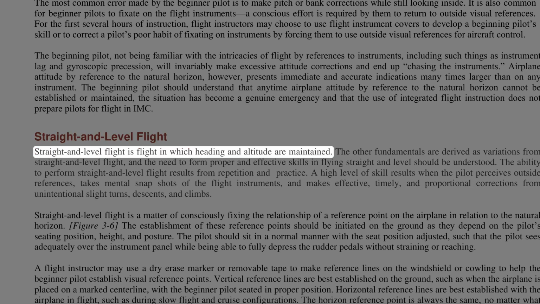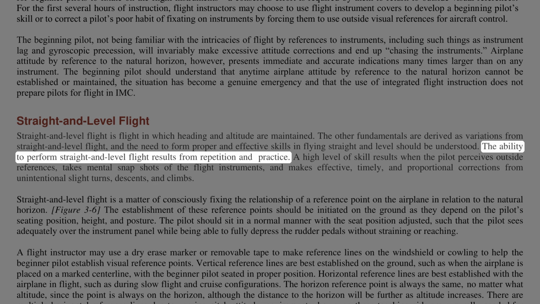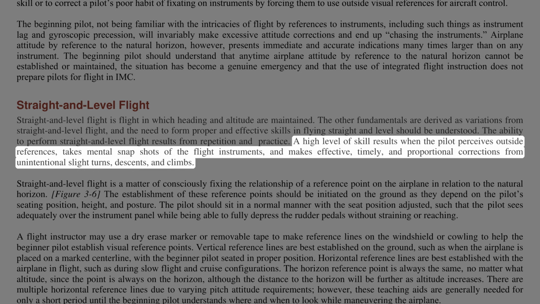Straight and level flight is flight in which heading and altitude are maintained. The other fundamentals are derived as variations from straight and level flight, and the need to form proper and effective skills in flying straight and level should be understood. The ability to perform straight and level flight results from repetition and practice. A high level of skill results when the pilot perceives outside references, takes mental snapshots of the flight instruments, and makes effective, timely, and proportional corrections from unintentional slight turns, descents, and climbs.